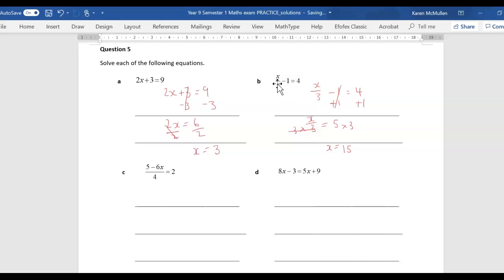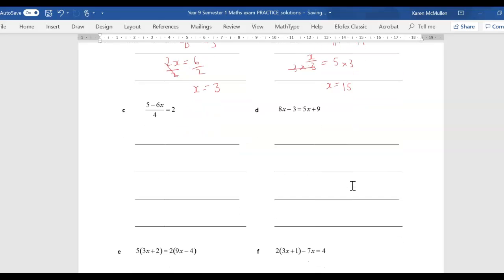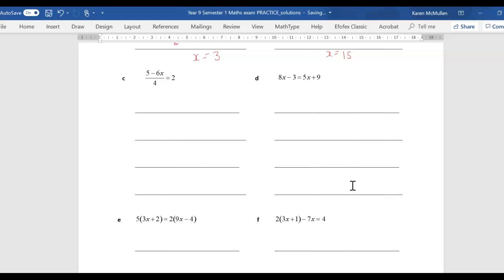Again, you can check your answer. So 15 divided by 3 is 5. 5 minus 1 is 4. All right, question C. Now, we do have the number 5 on its own, but it's within this fraction, so we actually have to get rid of the 4 first. So I'm going to multiply both sides by 4 to get rid of that. So I'm left with 5 minus 6x equals 2 times 4, which is 8.